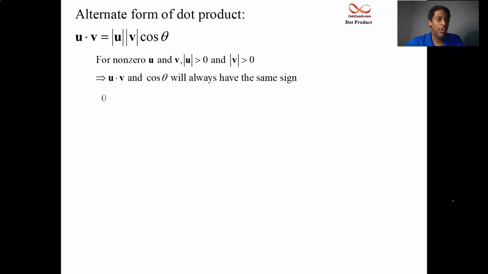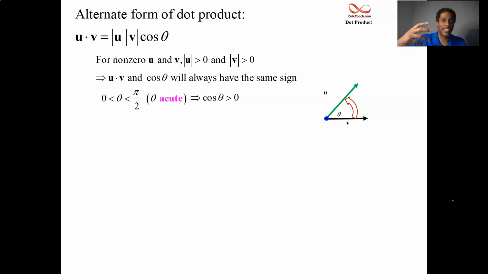When you are between 0 and pi over 2, you're called an acute angle. We saw the picture last slide. For all angles that are acute, the cosine of those angles is positive. Any angle from 0 to 90, any angle in the first quadrant, has a positive cosine. So since the cosine is positive, the dot product is positive. They're tied together by this formula.